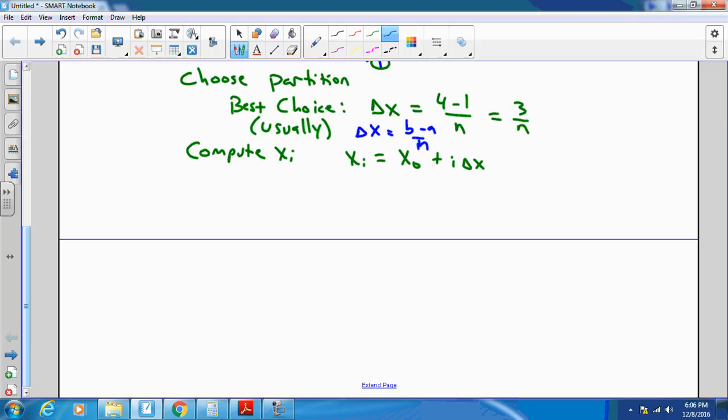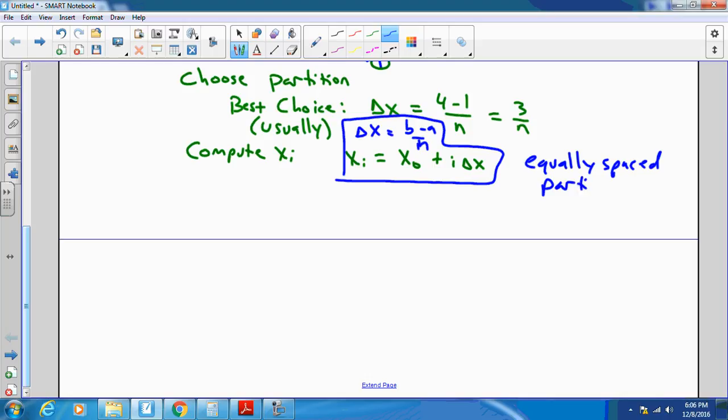These two formulas here are what we might call an equally spaced or equal width partition. And you're going to see me use these a whole lot because this is usually the best way to go. So in our particular case, the delta x is equal to 3 over n, and then the x sub i are going to be the initial x, 1, plus i times 3 over n. Okay, that's our partition scheme.